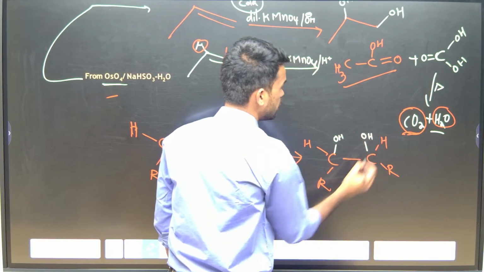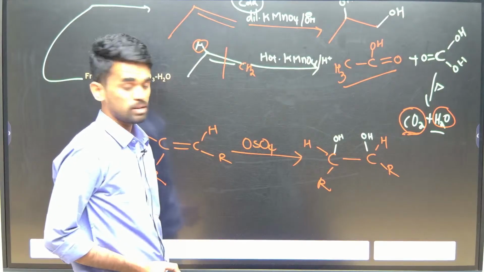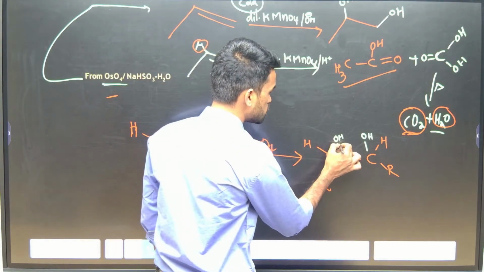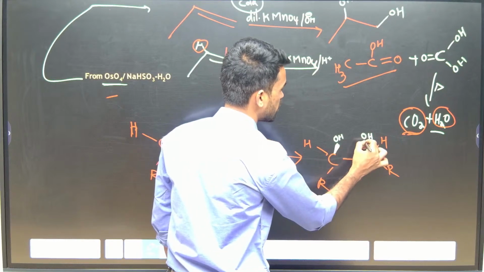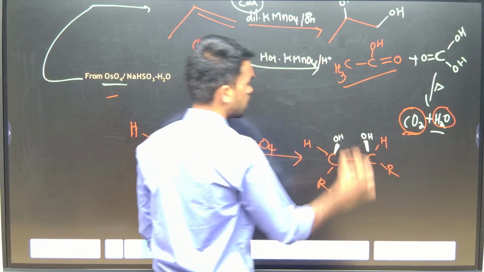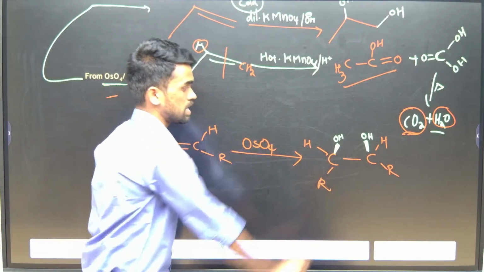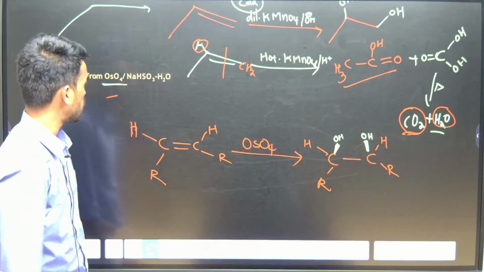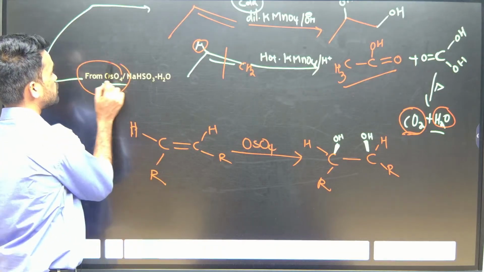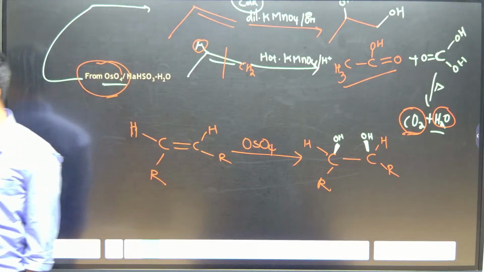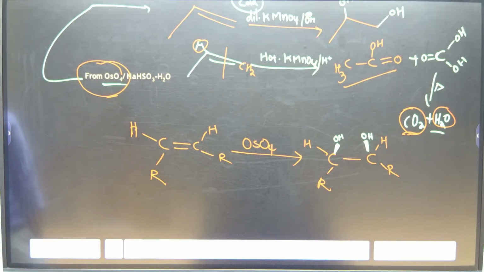Cis diol, why are you specifying it as cis? Because whatever OH groups we are adding, they should be from the same plane, either from above the plane or from below the plane. It's not trans, it should be cis. 1,2 cis diol should be formed, whether it is osmium tetroxide or cold dilute KMnO4. That's it. This is what you need to remember.